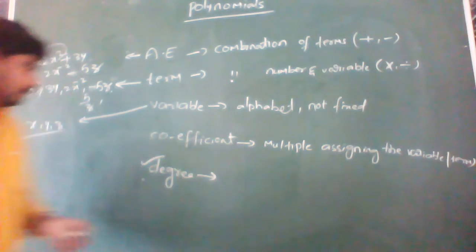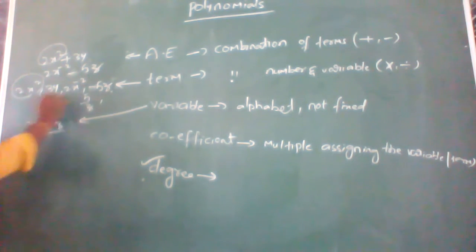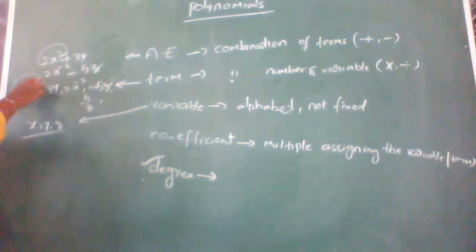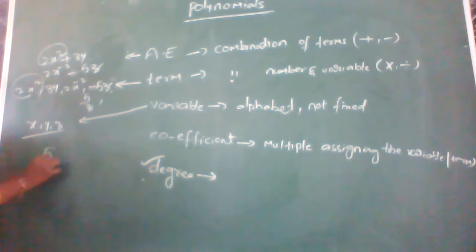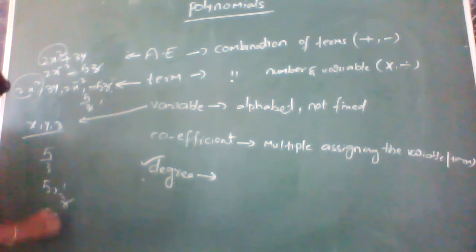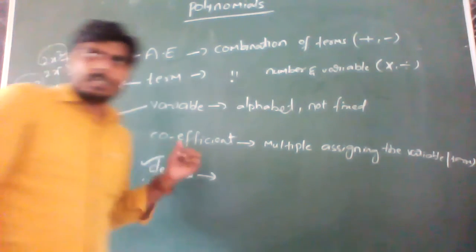And the coefficient: see, in these terms, 2 is the coefficient of x square, 3 is the coefficient of y, 2 is the coefficient of x power minus 2, minus 5 is the coefficient of z. What is the coefficient of this z? 5 by z, we can write 5 into 1 by z, which we can write again as 5 into z power minus 1. Yeah, the coefficient of z is 5. Okay, clear? Any doubts?